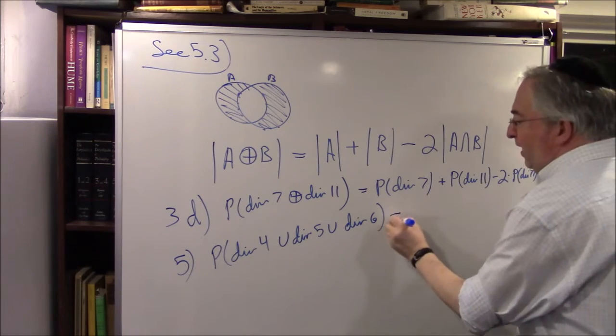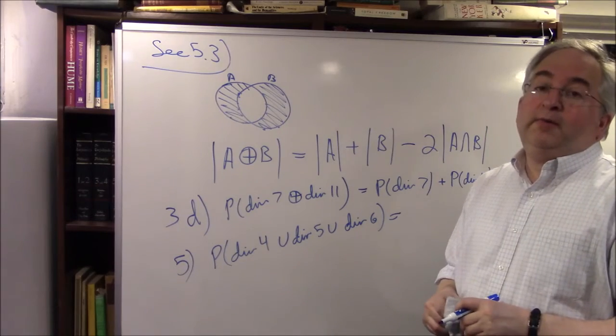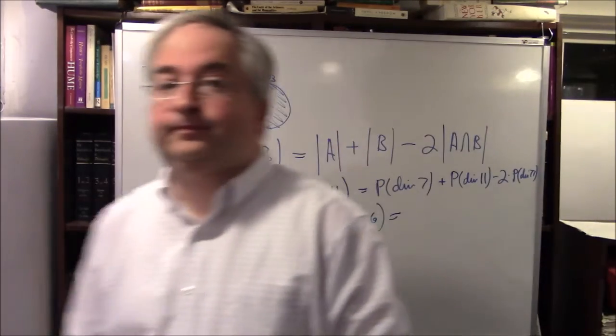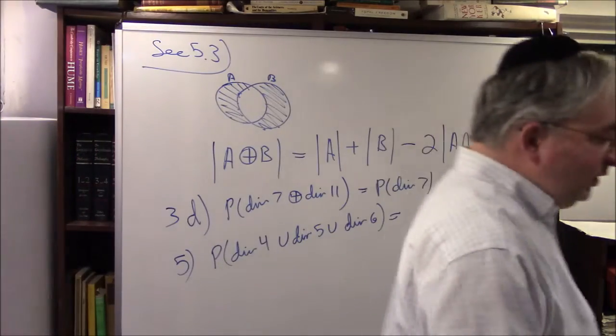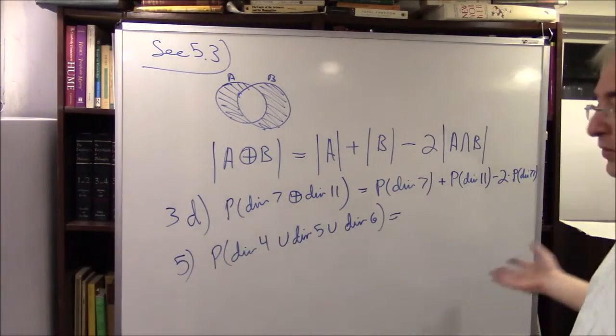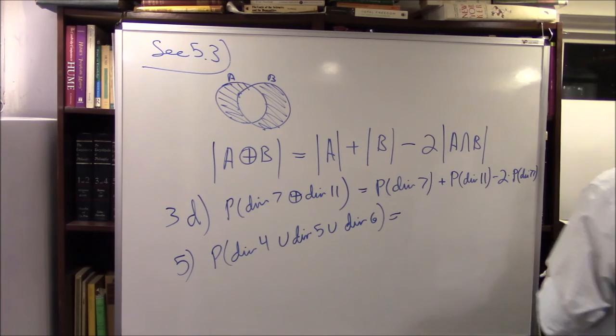Okay? Now, that's a 3-way inclusion-exclusion. It's not hard, I just don't want to do it because it's just a lot of time. Okay, great. Number 7.